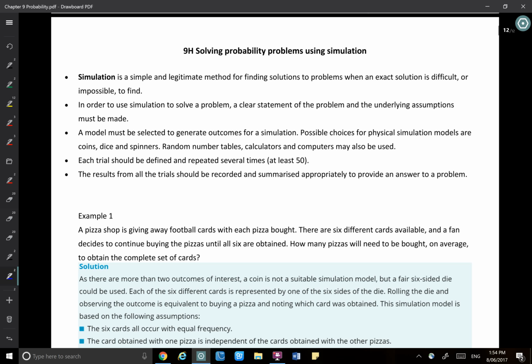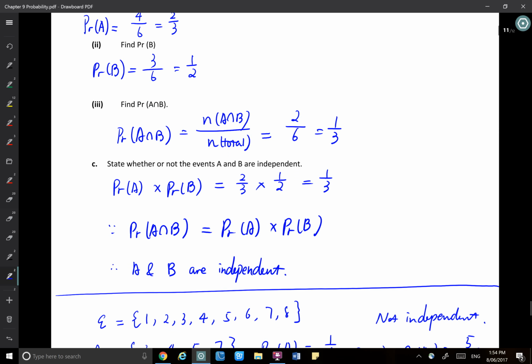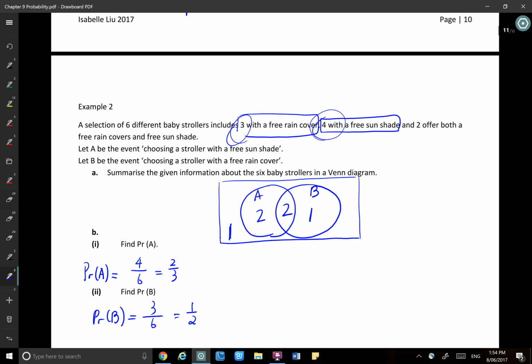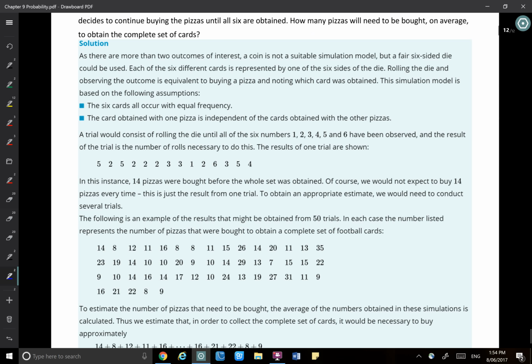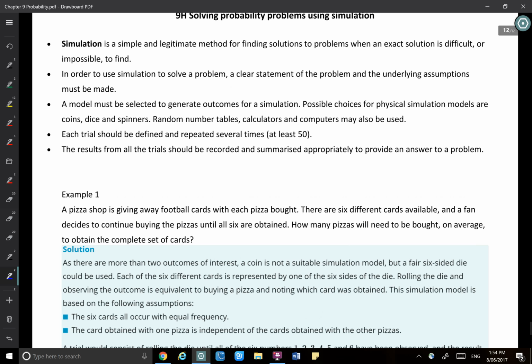Why do we need to know this? Because we won't always have those events. All the data is given to you, you know everything, and that's so easy to deal with. It's just pure theory here. So what do we need for simulations? Simulation is a sample. We find solutions to problems where an exact solution is difficult to find. If you want to investigate something but it's so hard to get data, we use simulation to find it. So, difficult or impossible to find.